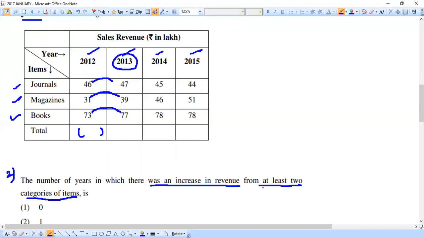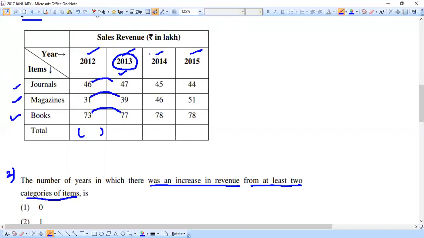Also, if you see here, it is only given that at least two categories must increase. Now here, all three categories show an increase, so we can definitely take this, no issues at all. We can take 2013 into the record.